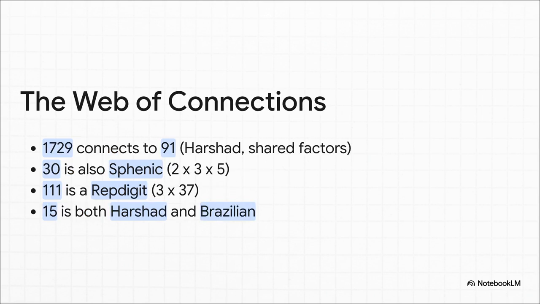And now the whole web just becomes clear. You see, 1729 connects to 91 through its Harshad property. The number 30 shares that special sphenic structure. We've got our repdigit, 111, and 15 brings in that idea of progression as a Brazilian number. It's like a domino effect of connections. Suddenly, they're not random at all. Every number has its place, linked by these pillars of munasaba.